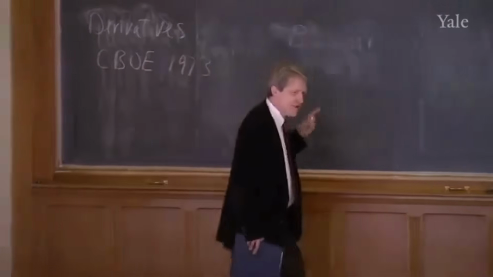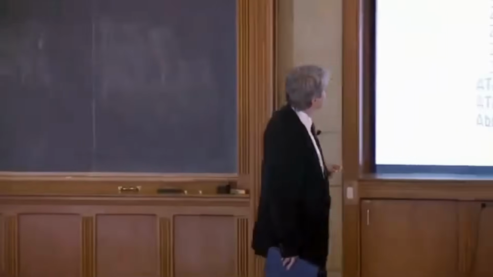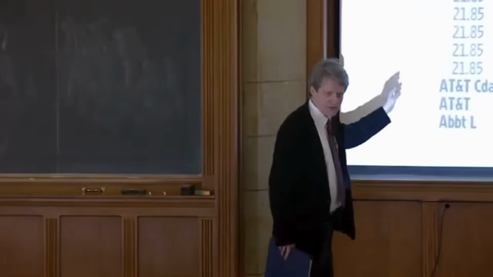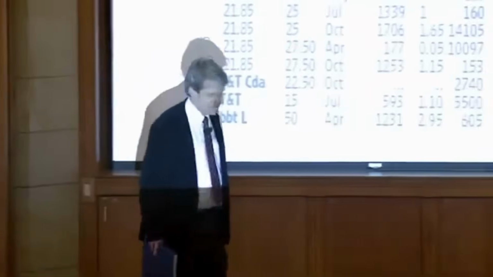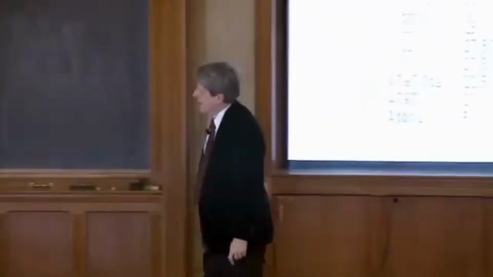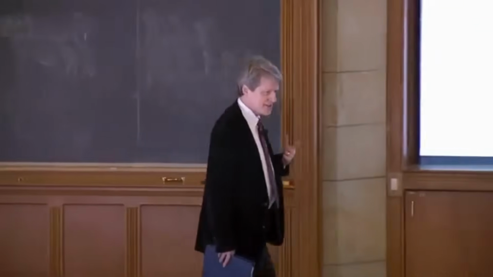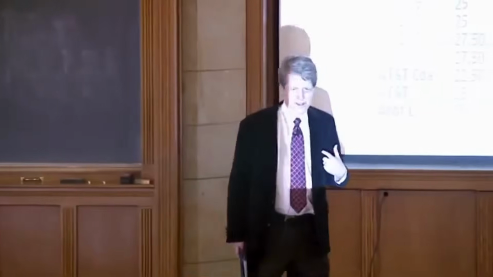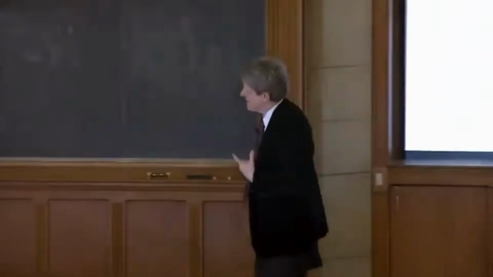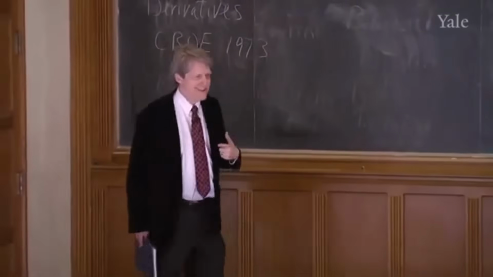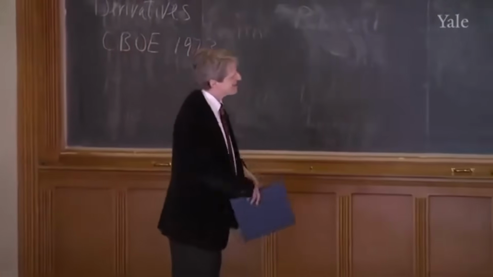Since then, there are many more options exchanges. But CBOE is the first one. They're now all over the world. And we also have options on futures. So futures exchanges now routinely trade options on their futures contracts. So that's a derivative on a derivative, but it's done.